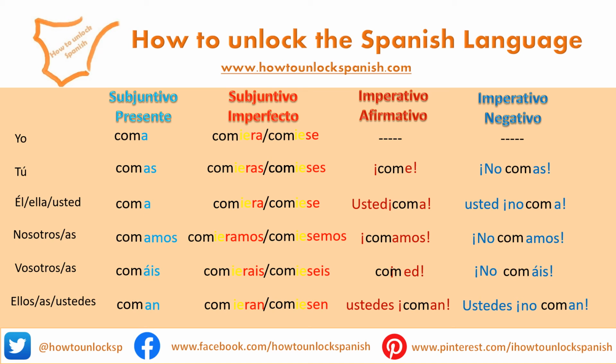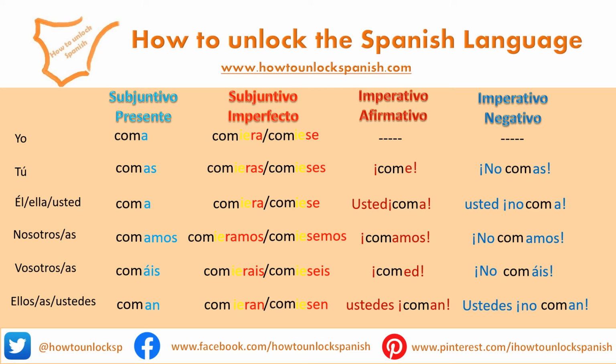So what we will have to do to conjugate the subjuntivo imperfecto is just get the ellos preterite, so for comer would be comieron, and then you just take out ron and you get comie, and then you add the ending. You can use the endings ra, ras, ra, ramos, rais, ran, or the endings se, ses, se, semos, seis, sen. So it will go like comiera o comiese, comieras o comieses, comiera o comiese, comiéramos o comiésemos, comierais o comieseis, comieran o comiesen.